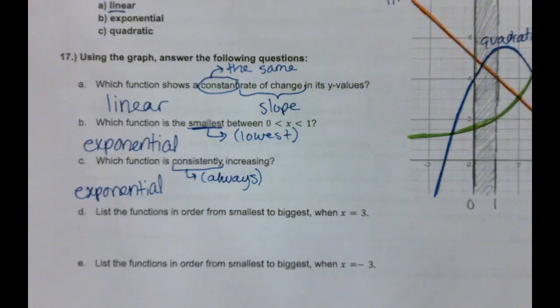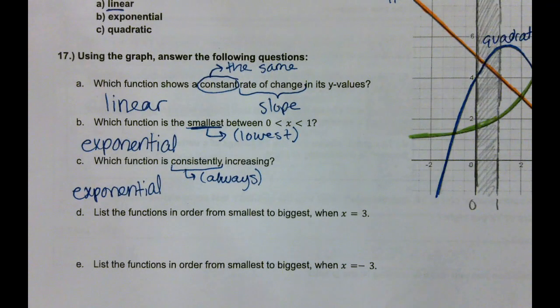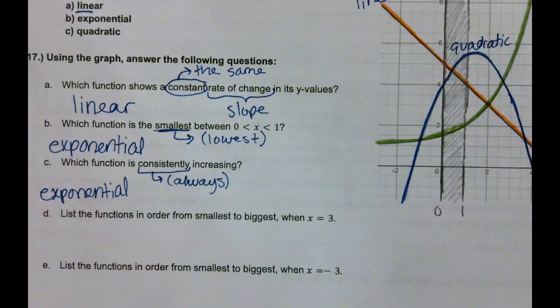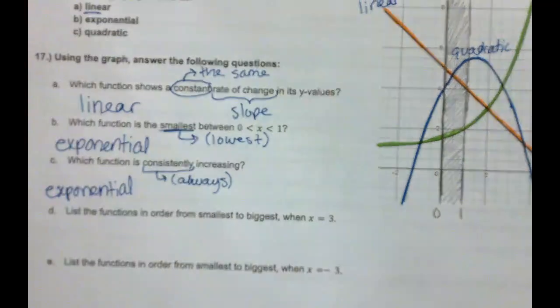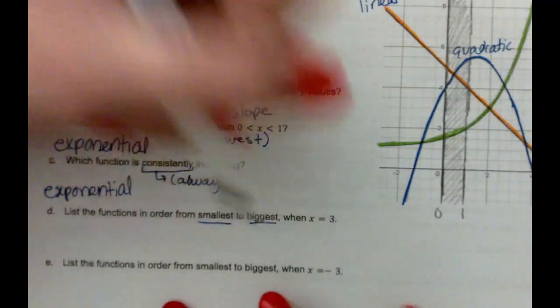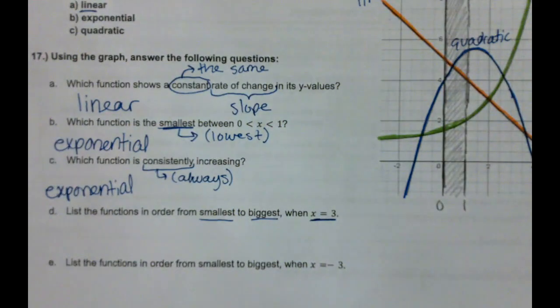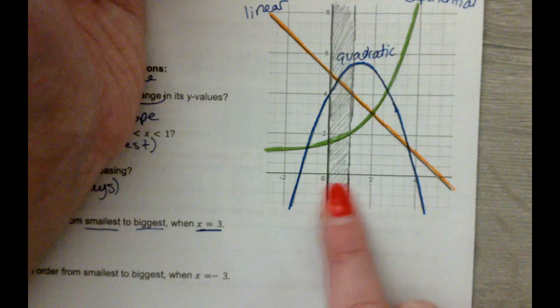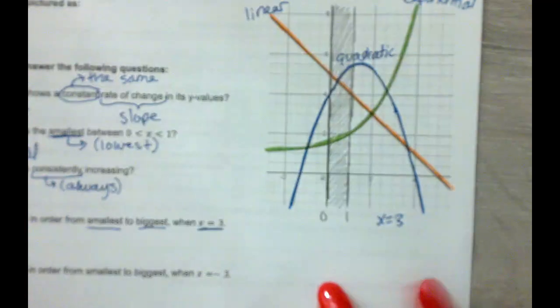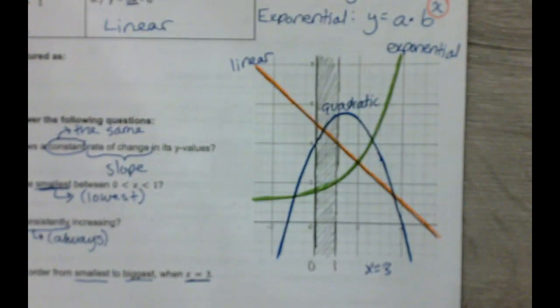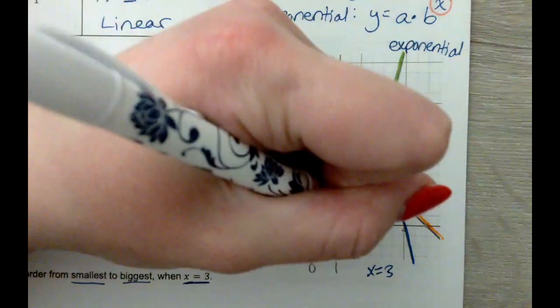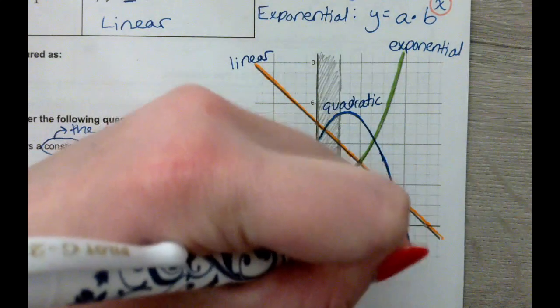D, list the functions in order from smallest to biggest when x equals 3. So, I'm going to do this in pen. We got smallest to biggest, pay attention to that order, and then when x equals 3. So, let's look at x equals 3. So, find 3 on the graph. We've got 0, 2, 4. 3 is going to be in the middle. Remember, that's just a vertical line through that number on the axis. So there's the 3. So I'm going to draw a vertical line through here.